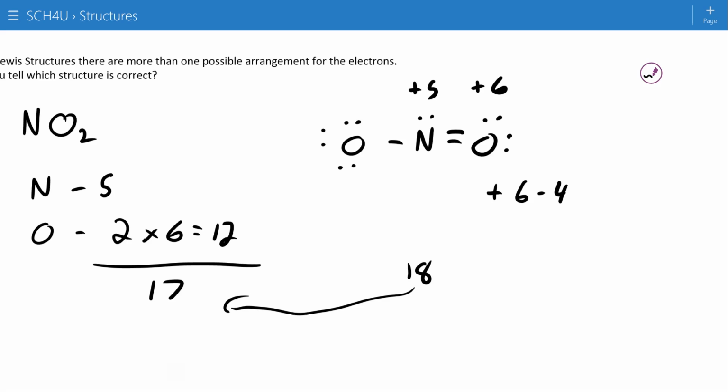So so far it's at +6 -4. This nitrogen has +5 minus this lone pair, 2. And this oxygen would have plus 6 minus 2, 4, 6, minus 6 electrons from these unpaired.